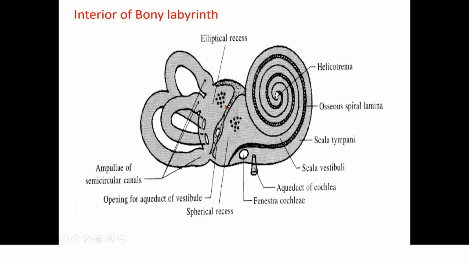Here this is the elliptical recess which lodges the utricle, which is connected to the 3 semicircular ducts which are present within the semicircular canals. So these are the semicircular canals. This is the interior of the vestibule within the bony labyrinth. There is a crest called the vestibular crest which divides the interior of the vestibule into the antero-inferior spherical recess, which receives the scala vestibuli, and the elliptical recess posterior-superiorly which receives the opening of the semicircular canals. You can also see on the medial wall there is an opening for the aqueduct of vestibule which lodges the saccus and ductus endolymphaticus.